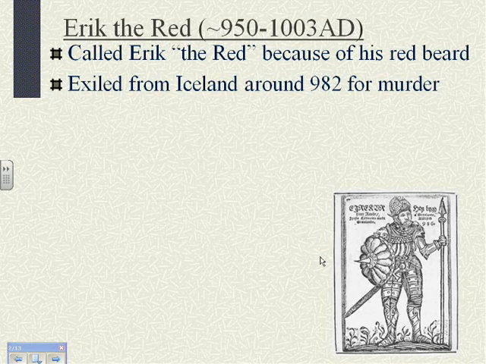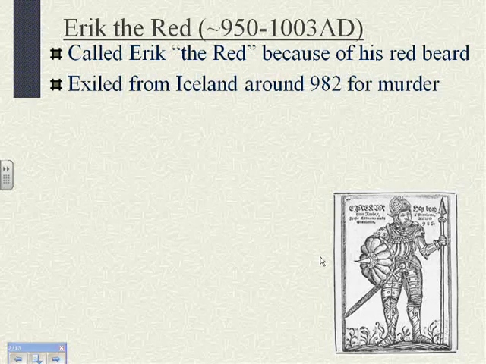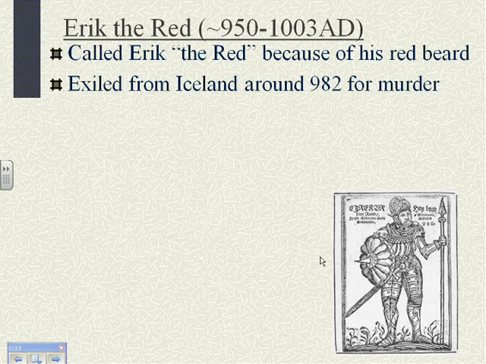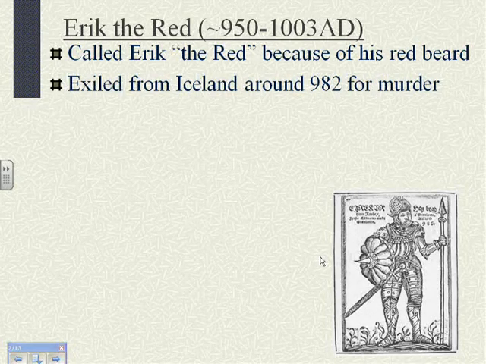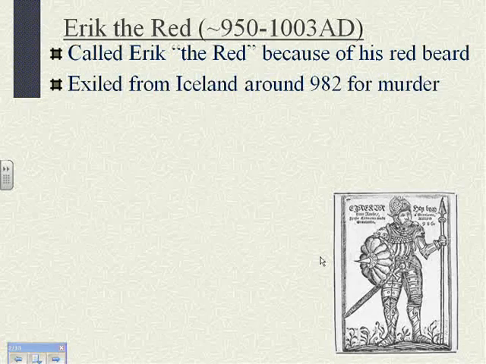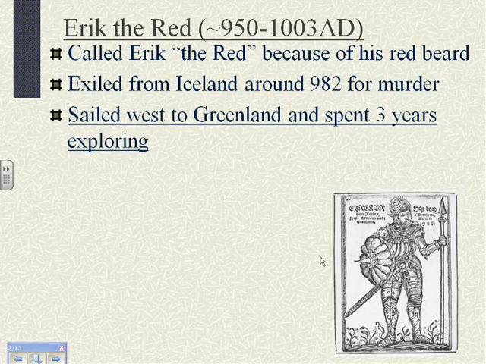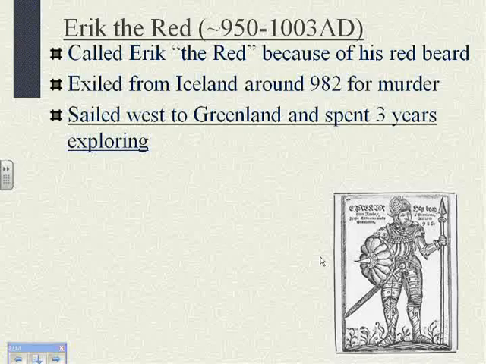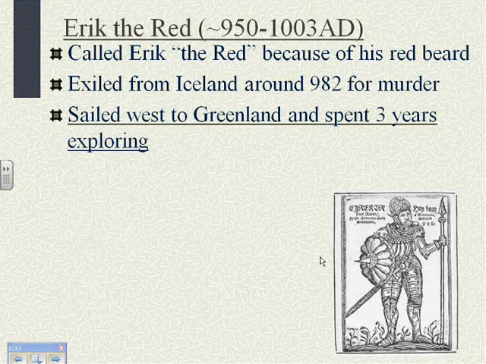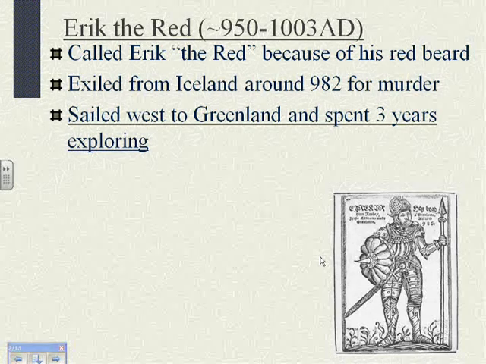We do know that he was exiled from Iceland around the year 982 for murder, and I think he committed a couple of murders. Most of them were kind of emotionally charged, heat of the moment murders. They weren't planned out ahead of time, but he was a pretty emotional guy. Apparently had a really bad temper. So he was exiled from Iceland, and exiled means that he was sent away and was not allowed to live back home as part of his punishment. As opposed to going to jail, he was exiled.